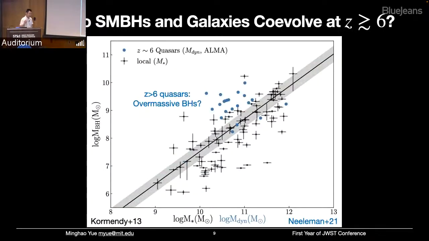To investigate this question, there have been many studies trying to put high redshift quasars, I mean redshift 6 quasars, on this plot. As discussed in previous talks, what they found is that essentially those quasars have so-called overmassive black holes compared to local relations. If this is the case, this result tells us that maybe early supermassive black holes have experienced very different growth histories compared to their low redshift counterparts.